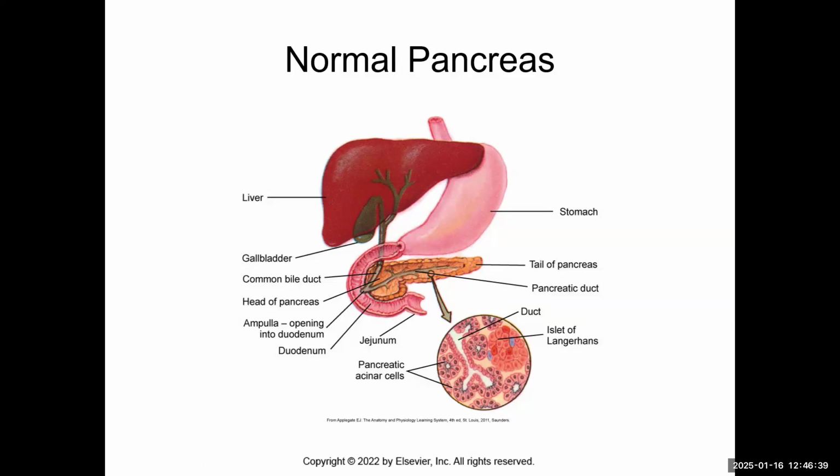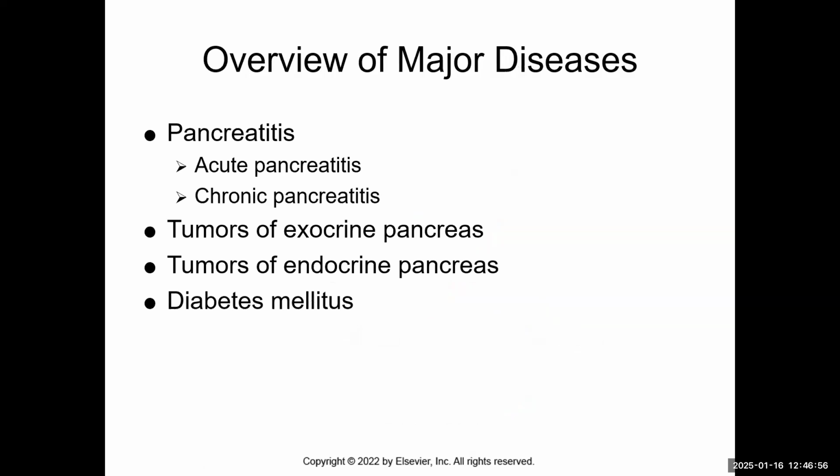If for some reason those inactive enzymes get activated in the pancreas, you actually can have acute pancreatitis as a result, because the pancreas starts to kind of digest itself. The enzyme starts to act on the pancreas. So we'll talk about acute and chronic pancreatitis, and then we'll also talk about some tumors of the exocrine and the endocrine part of the pancreas.